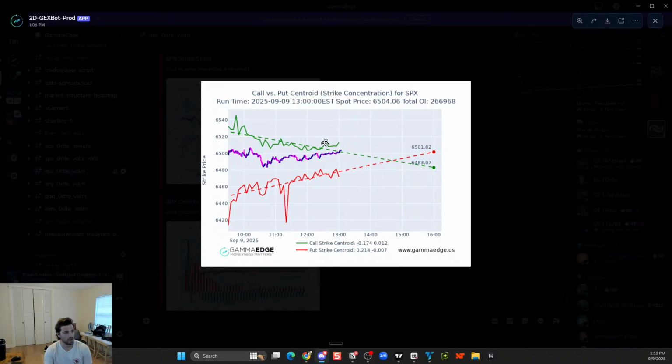But this is where the divergence is important, because now the call speculation is starting to happen above the line of best fit. That means speculative behavior is changing and getting more aggressive to the upside. So we just want to see follow through there. We want to see 6,500 hold. Remember, that's the key transition zone, the top of our transition identified in the pre-market.